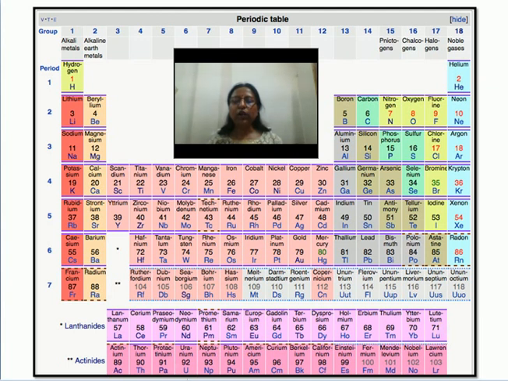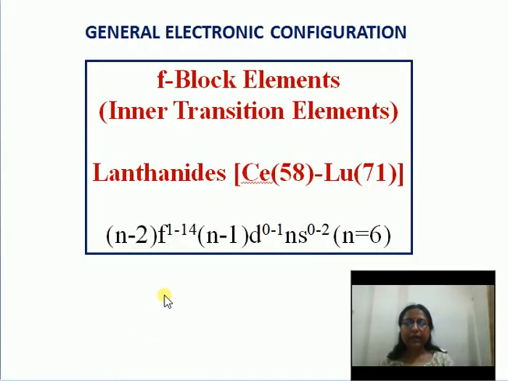So now we will learn about the general electronic configuration of these elements. The general electronic configuration of lanthanides is (n-2)f1 to 14, (n-1)d 0 to 1, and ns 0 to 2, where n is equal to 6. That means it will be 4f1 to 14, then 5d 0 to 1, and then 6s 0 to 2.